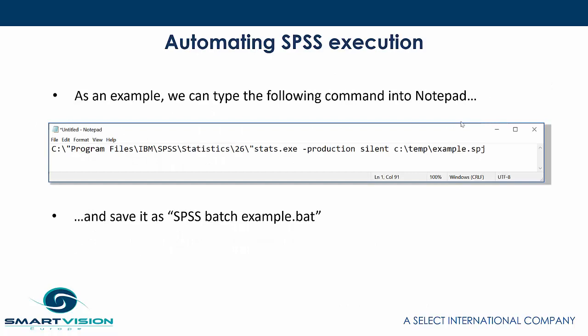Here we have a copy in Notepad, and you can see I've got, to begin with, the address, where is SPSS stats.exe, and then I've put -production. I want to use production mode against stats.exe, and I want to run it in silent so that it doesn't open the full production facility. And then I simply tell it where my file example.spj is, and I save it as .bat.